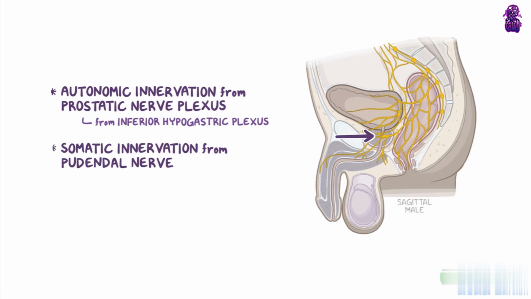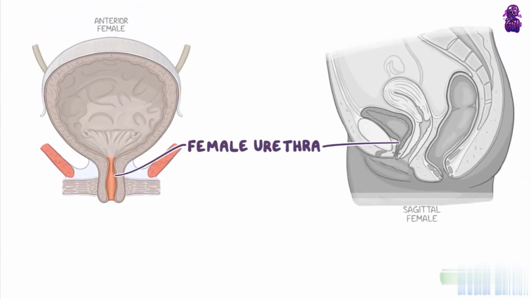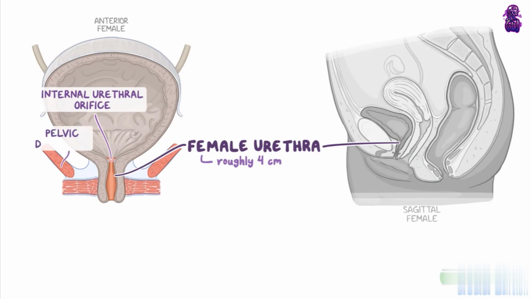Now let's switch to the female urethra, which measures roughly 4 centimeters in length. This tube starts at the internal urethral orifice of the urinary bladder and travels antero-inferiorly, passing posterior and inferior to the pubic symphysis. From here, it travels through the pelvic diaphragm, external urethral sphincter, and perineal membrane. Finally, it ends at an opening called the external urethral orifice.